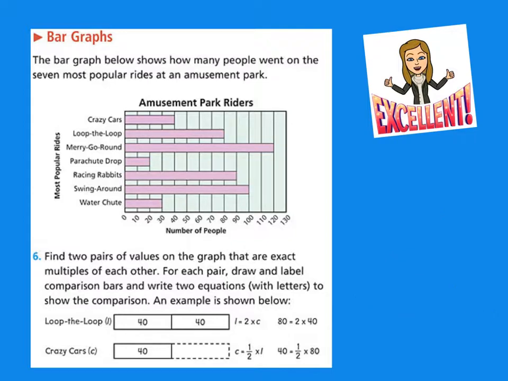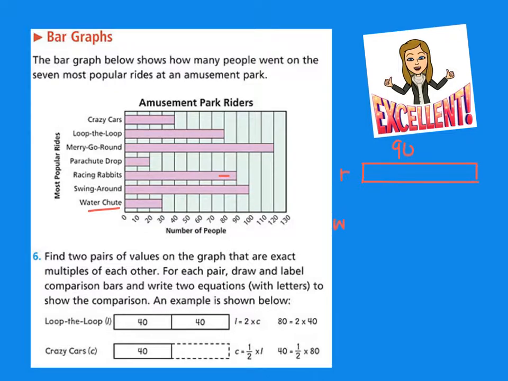Okay. So I'm going to use red this time. Which one was I going to use? Racing rabbits, I'm going to use an R for, is at 90. So the whole bar will be 90. And now I have to think of water chute, which I'll represent with a W, is at 30.